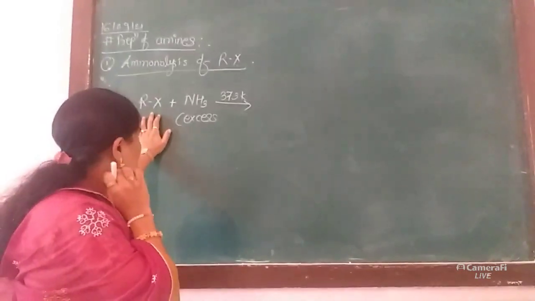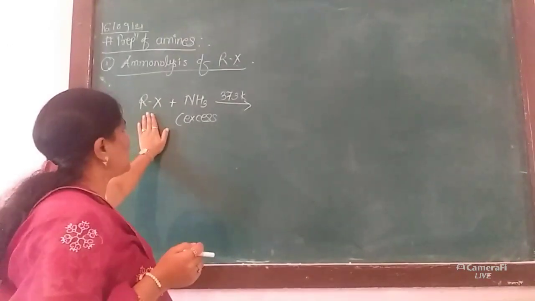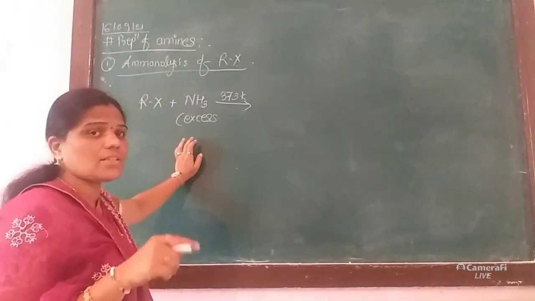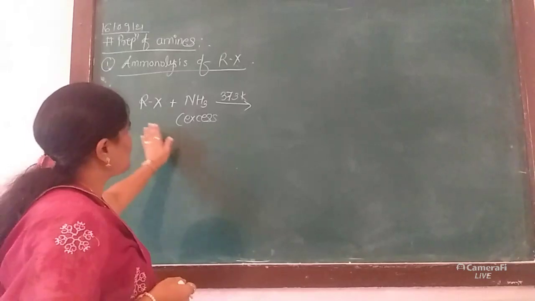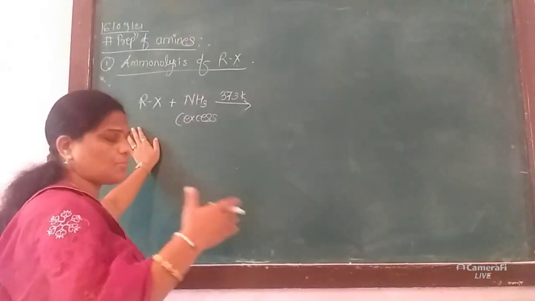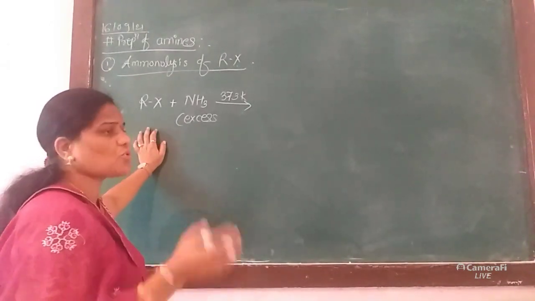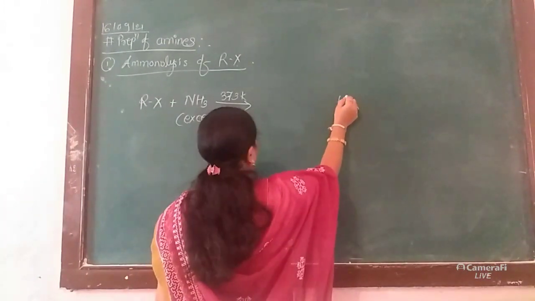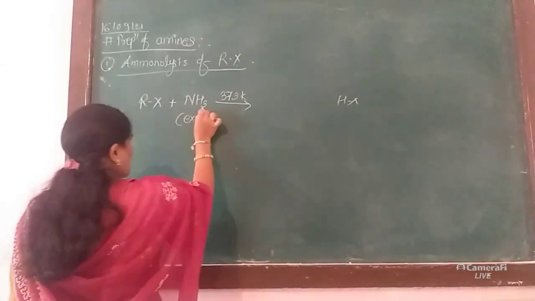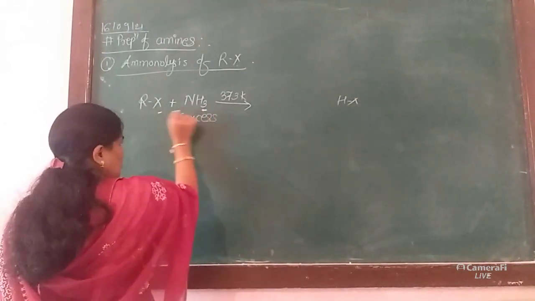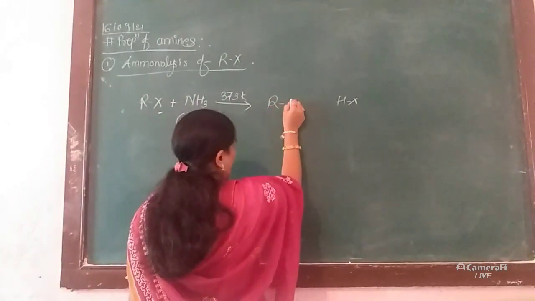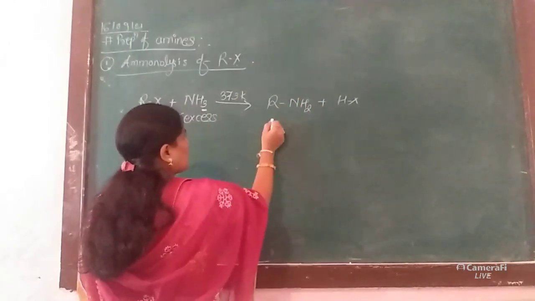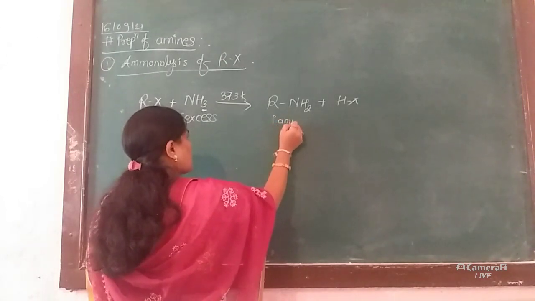X minus, the halogen atom of the alkyl halide, is replaced by NH2, which is also a nucleophile, and so it is called a nucleophilic substitution reaction. Simply, in this reaction there is removal of HX, one hydrogen of ammonia and one halogen atom, with the formation of RNH2, that is, we obtain the primary amine.